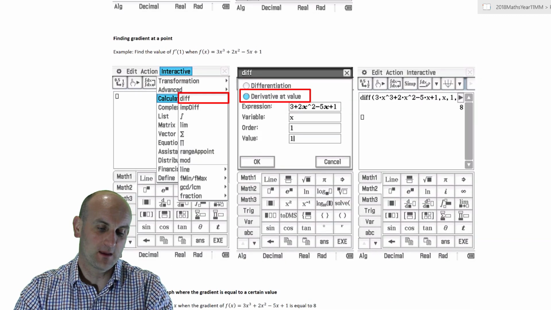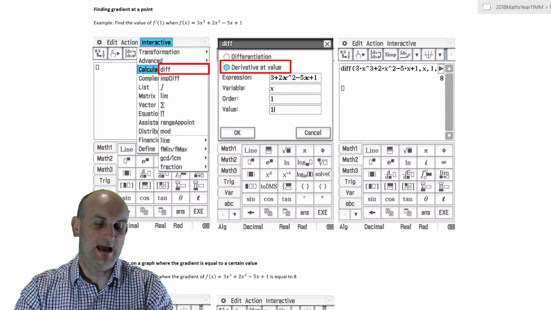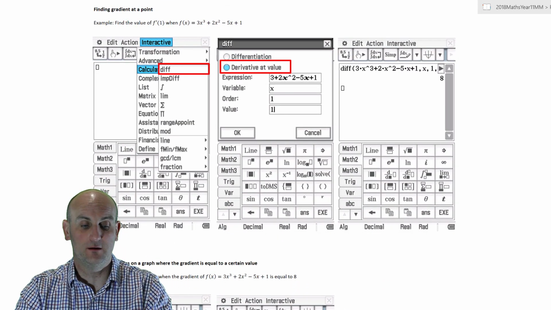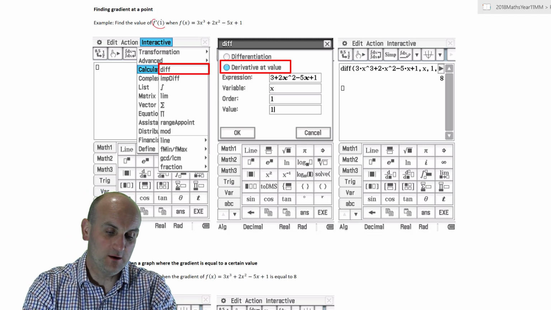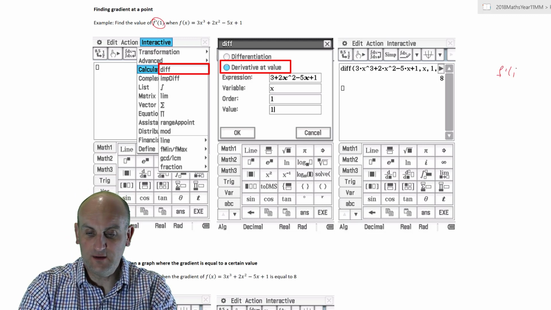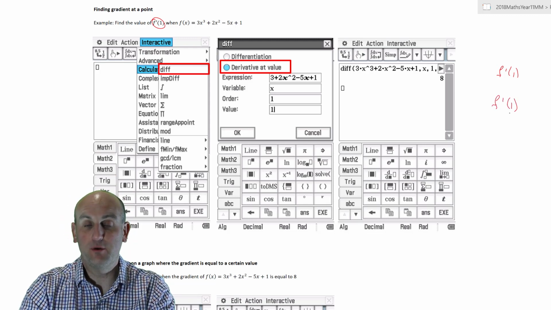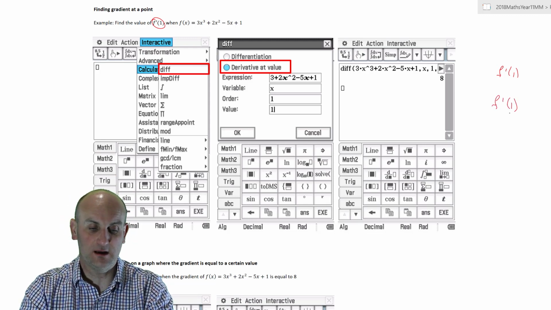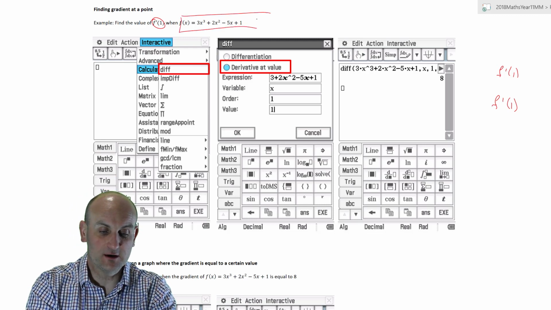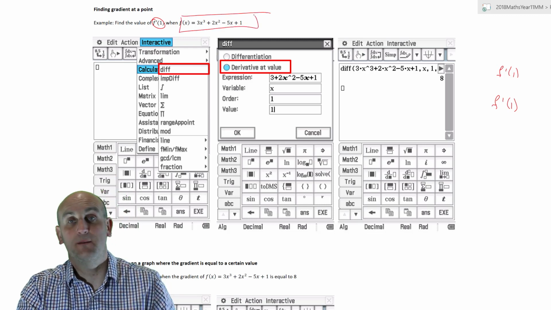Right, what do we see? We see finding the gradient at a point. Your calculator can do this for you. As an example, find the value of f dashed of 1. F dashed of 1 simply means differentiate, that's the f dashed, and then put the value of 1 as x into your calculator. And obviously we need a function: 3x cubed plus 2x squared minus 5x plus 1.